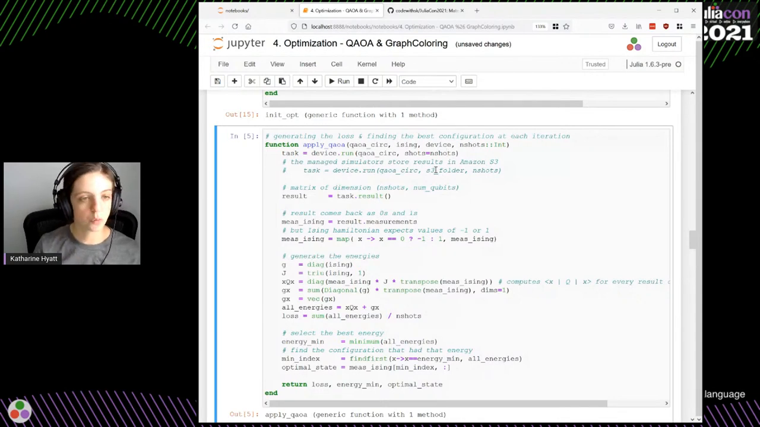And I've just included here, if you wanted to run this on a managed Amazon device, like one of our simulators or one of our QPUs, the only thing you would have to change is including the S3 folder you would like the results stored in, just in case anybody does have an AWS account and wants to try this later. And then we acquire the result, which again is just a series of bit string configurations. So this is going to be a matrix of dimension n_shots by number of qubits. So at each training step, you can get more output bit strings by increasing the number of shots, which means you have more chances of finding a good bit string. But on the other hand, it's expensive to compute more shots. So you have to find a balancing act there.